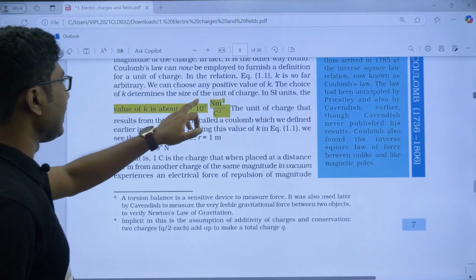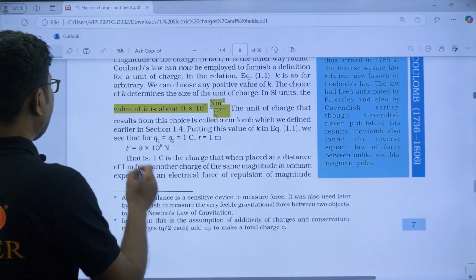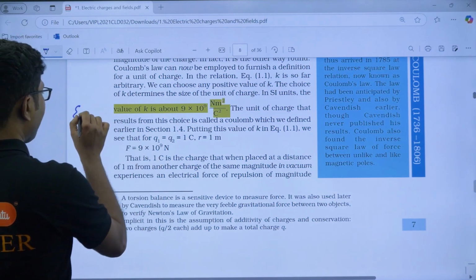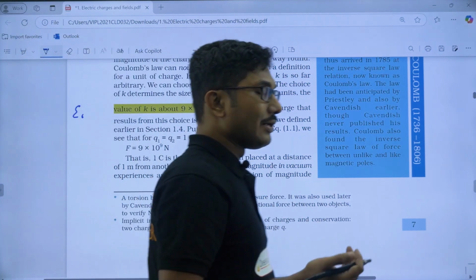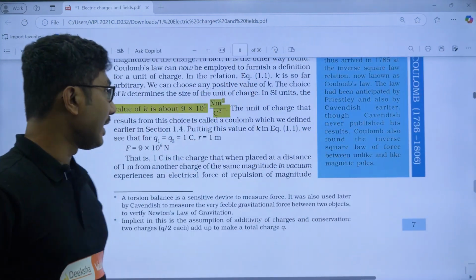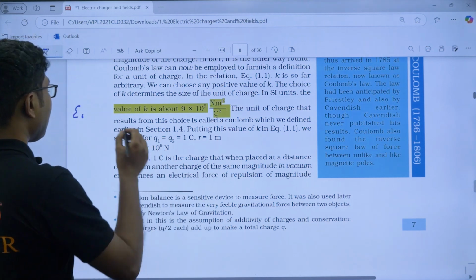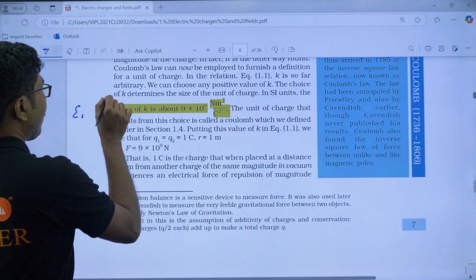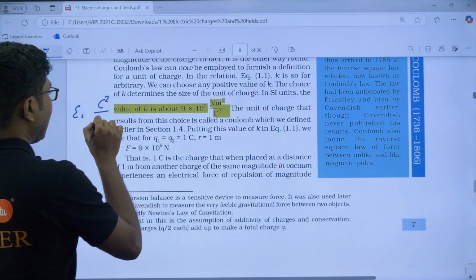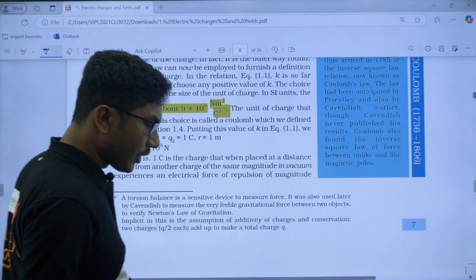Also, the unit of K is Newton meter square per Coulomb square. From here you can find the unit of epsilon naught as well. Basically K and epsilon naught are inversely related, so if the unit of K is Newton meter square per Coulomb square, then epsilon naught's unit is Coulomb square divided by Newton meter square. This is the unit of epsilon naught, very important to remember.